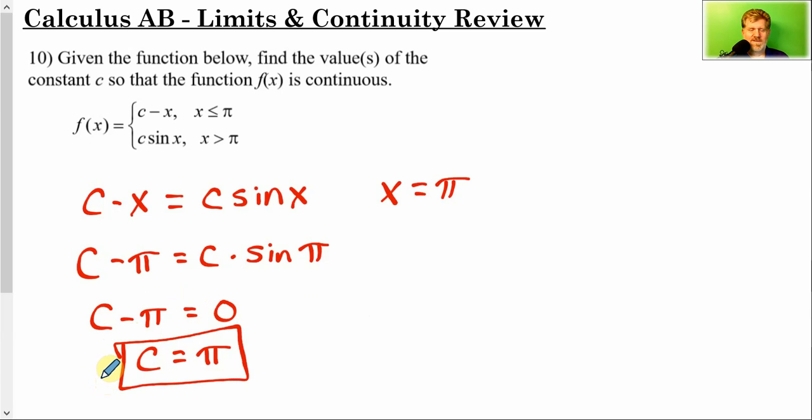Okay? And it's pretty easy to check. If I plug in pi, it's pi minus x. Well, if I plug in pi for x, I get pi minus pi, I get 0. If I plug in pi here, sine of pi is 0. So both these values equal 0. So technically, this graph looks something like this, although it's not necessarily perfectly accurate. But something like that. And here is 0, I'm sorry, is where they connect at pi, 0.